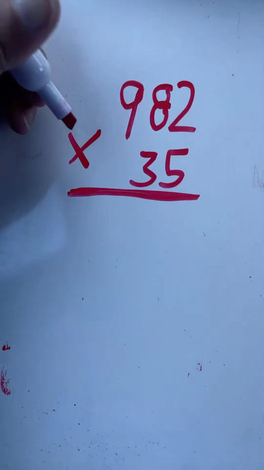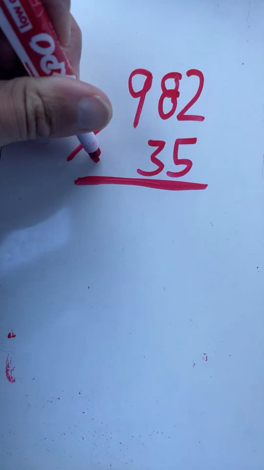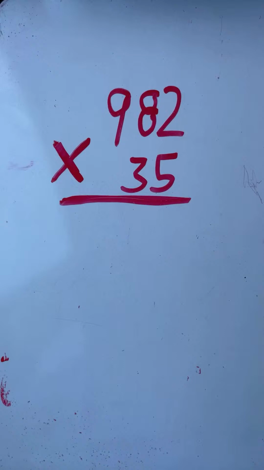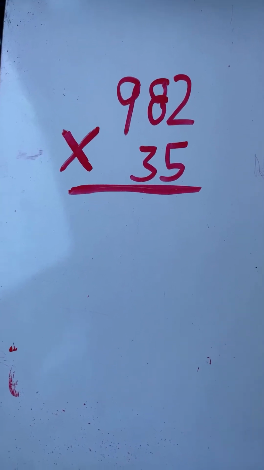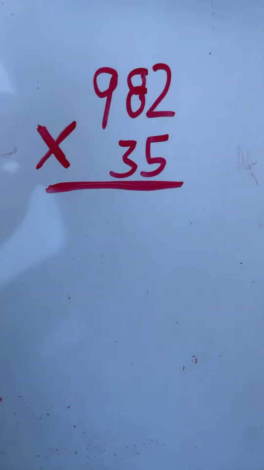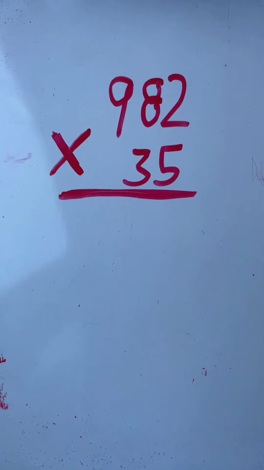All right, our final example problem is 982 times 35. So we start in the ones place. We start off by multiplying 2 times 5. 2 times 5 equals 10.